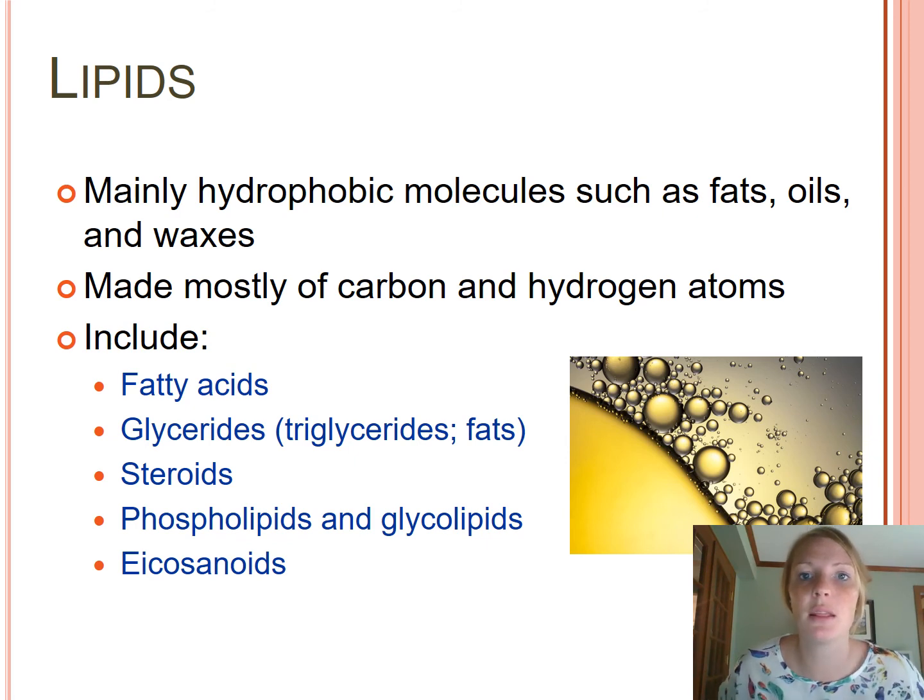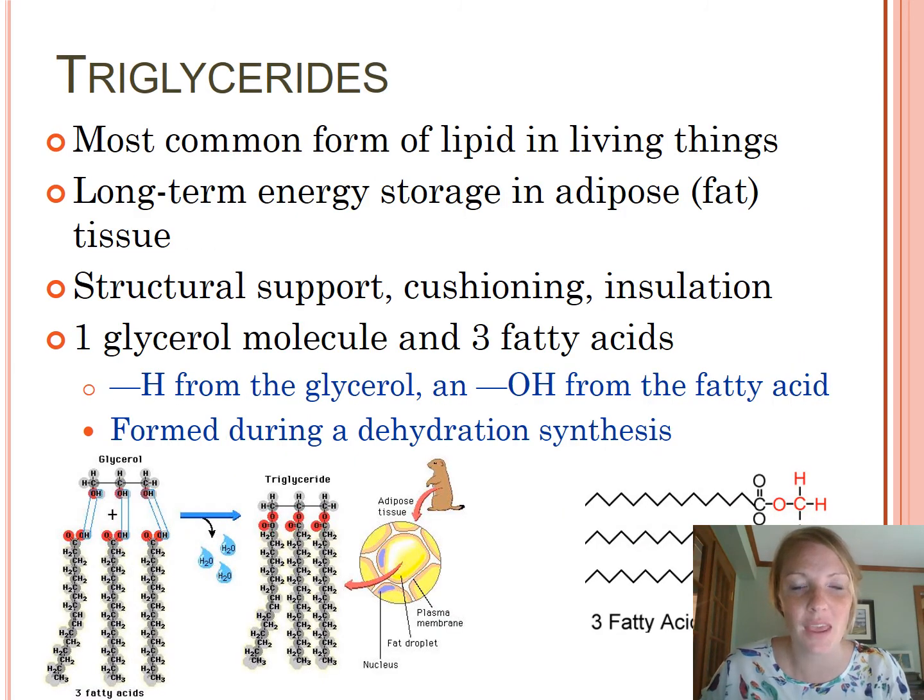These lipids include things like fatty acids. Fatty acids do have an acid component, so they can be somewhat reactive. Then there are glycerides like triglycerides, which include fatty acids, as well as steroids, phospholipids, glycolipids, and eicosanoids. These are all types of lipids or fats found in our body. The most important and biggest type of lipid in our body is what we call triglycerides.